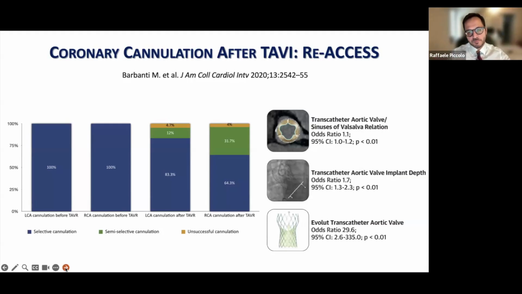And I think it was also probably anticipated. I don't know if it was performed before or after the publication of the NOTION-T trial, but in a way it was quite in line with the contemporary management of coronary artery disease in view of the NOTION-T trial. Thank you, Raffaele.